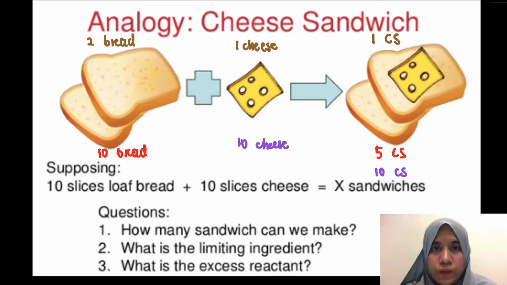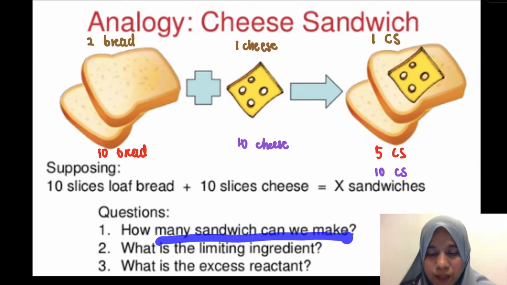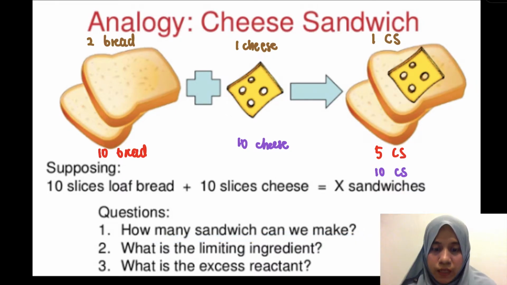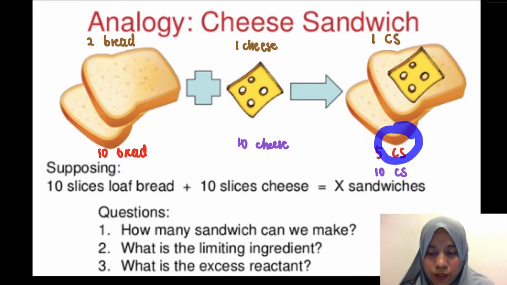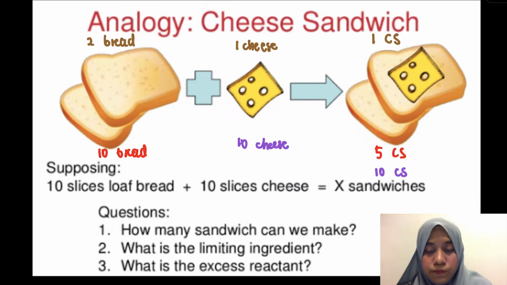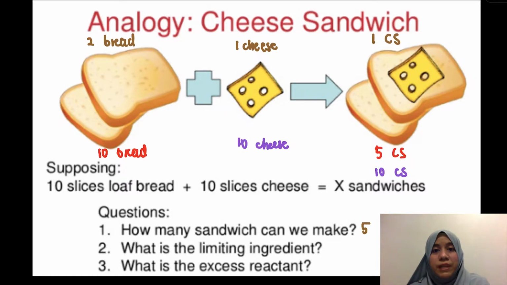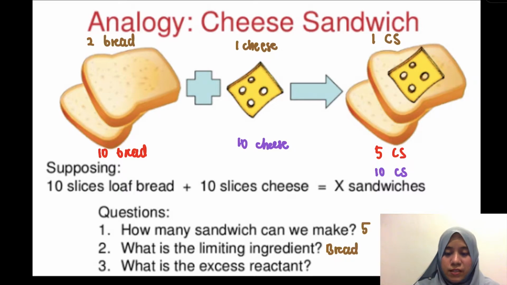Maksud dia kat situ. Okay, sebab yang itu yang sebab dia melimitkan. So, dalam case ni, how many sandwich can we make? Okay, sebenarnya kita tahu kalau from in one glance, we know sebenarnya we're gonna make only 5 sandwich. Sebab even though we have 10 cheese, sebab nak form cheese sandwich, roti dia tak cukup. So the cheese sandwich that we can make is actually 5. So sebenarnya apa yang melimitkan kita nak buat banyak roti ni? Is actually our bread. And then kita punya excess reactant is our cheese.